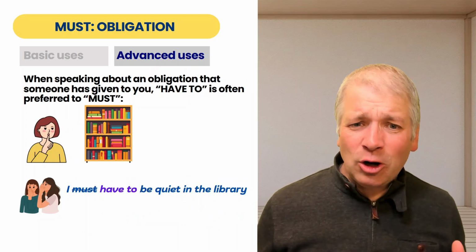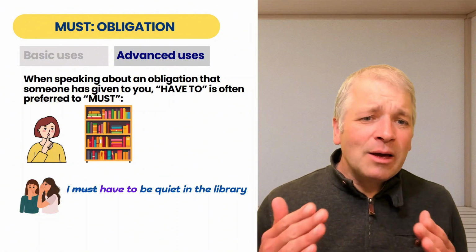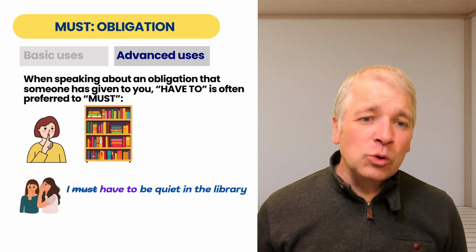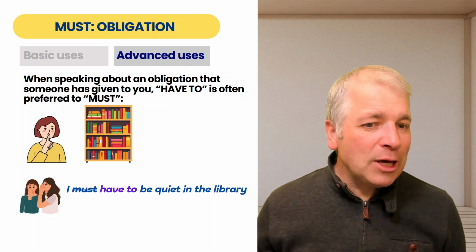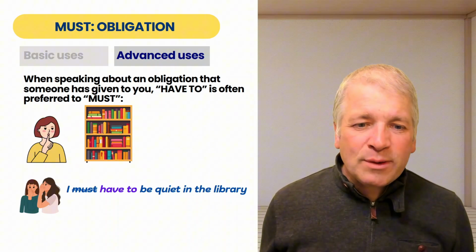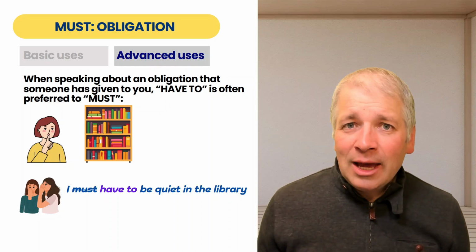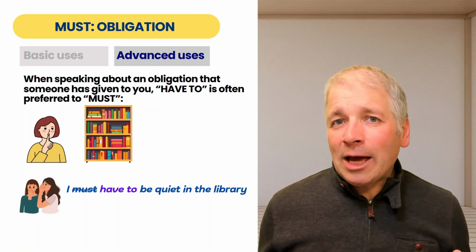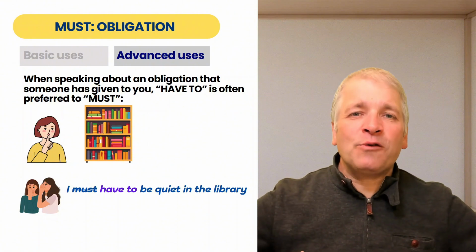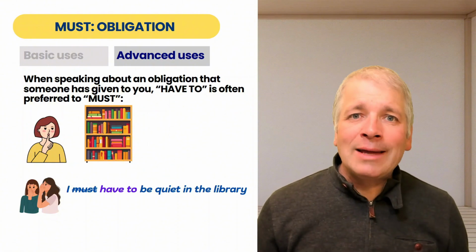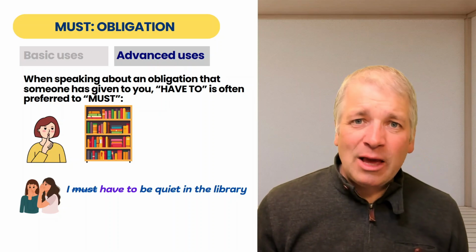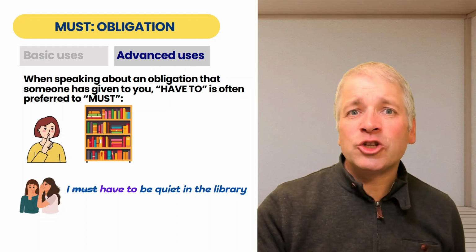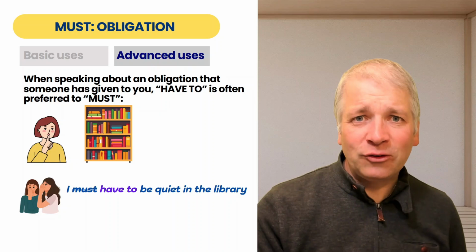When someone's speaking about an obligation that has been given to you, have to is often preferred to must. So instead of saying, I must be quiet in the library, you'll often say, I have to be quiet in the library if the instruction came from someone else. You could say, I must be quiet, but that means it's your own sense of ownership of the rule. You've heard the rule and now you are putting it into practice. If you say, I have to, what you mean is someone else requires me to do it. So there is that subtle difference between the two.